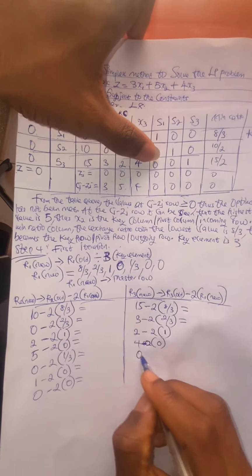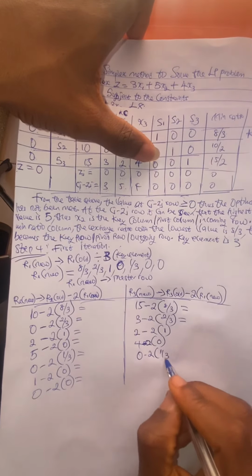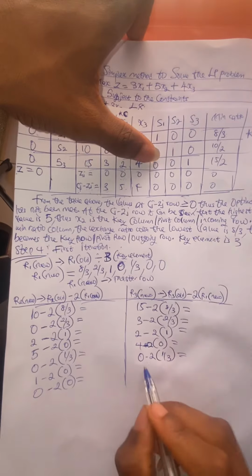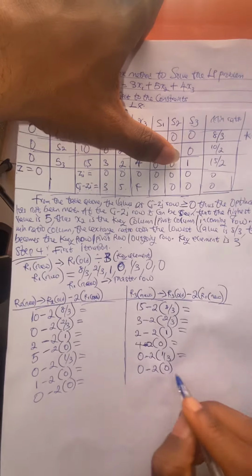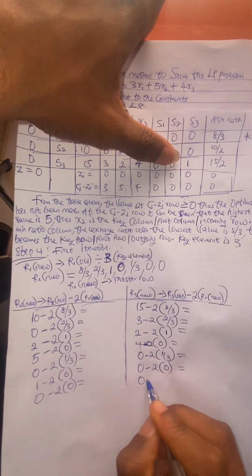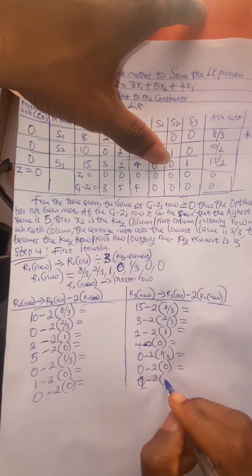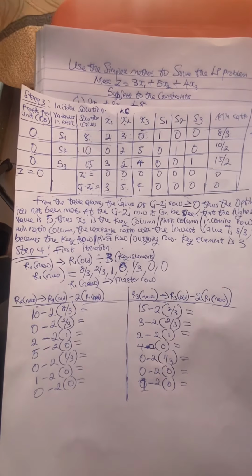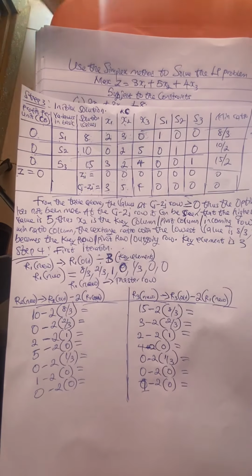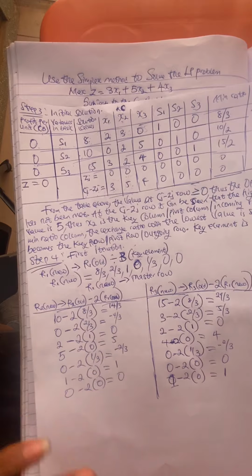The next one is 0 minus 2, open bracket, 1 all over 3. Then the next one is 0 again. 0 minus 2, open bracket, 0, equals to, and the last one is 1. 1 minus 2, open bracket, 0, equals to this. So you now do your normal computation with your calculator. So when you do your computation, these are the values that you will get, right?